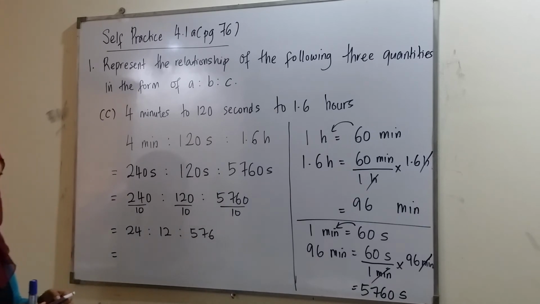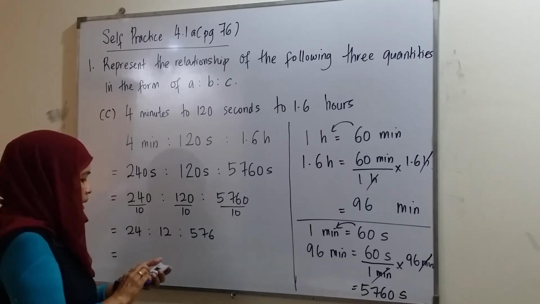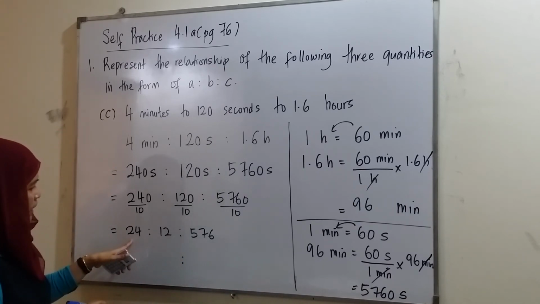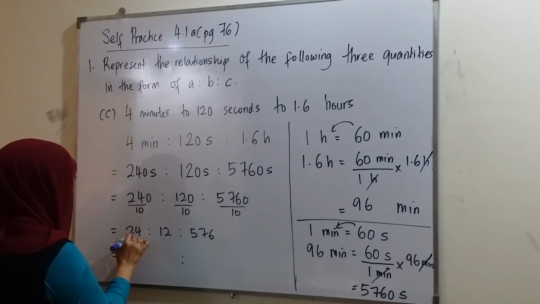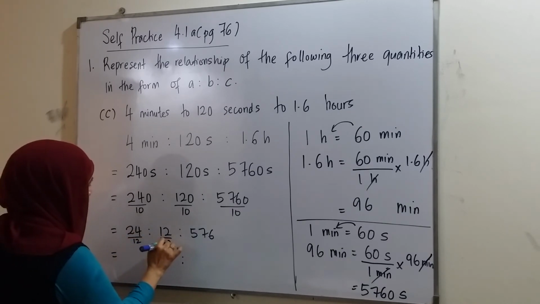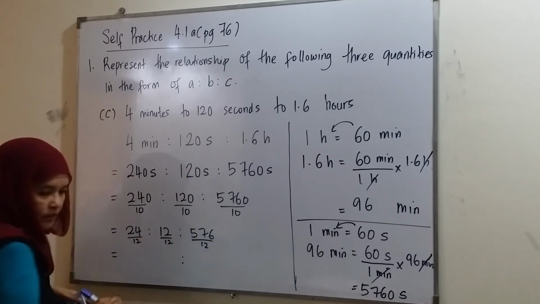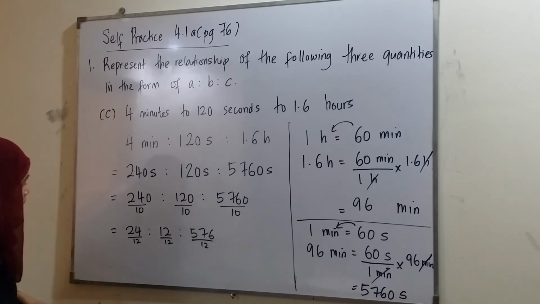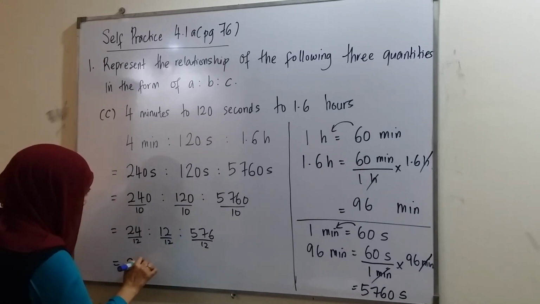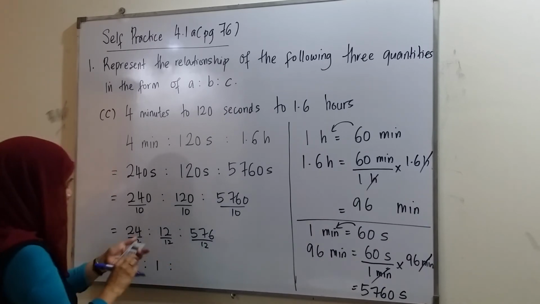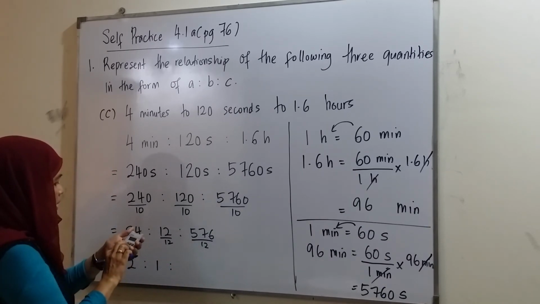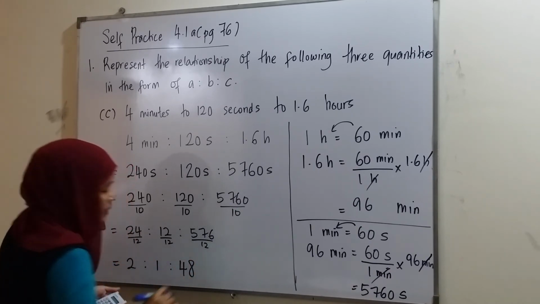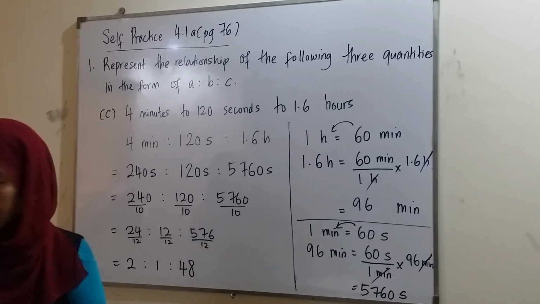576 divided by 12, we get 48. So this one divide by 12, divide by 12, divide by 12. So we get the answer 2 ratio 1 ratio 48. So this is the final answer.